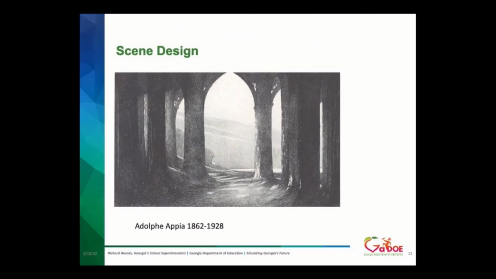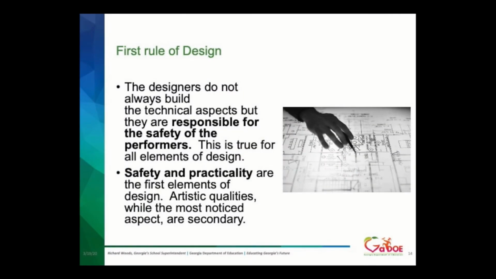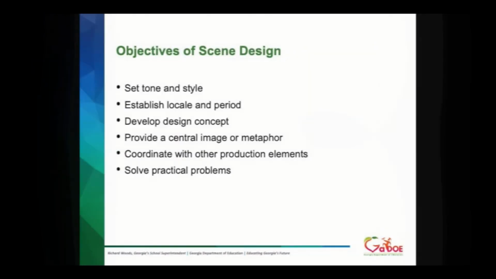Scene design. Now that we have looked at some of the common types of space for theatrical performance, we will identify the role and process of the scenic designer. The first rule of design. The designers do not always build the technical aspects, but they are responsible for the safety of the performers. This is true for all elements of design. Safety and practicality are the first elements of design. Artistic qualities, while the most noticed, are secondary.